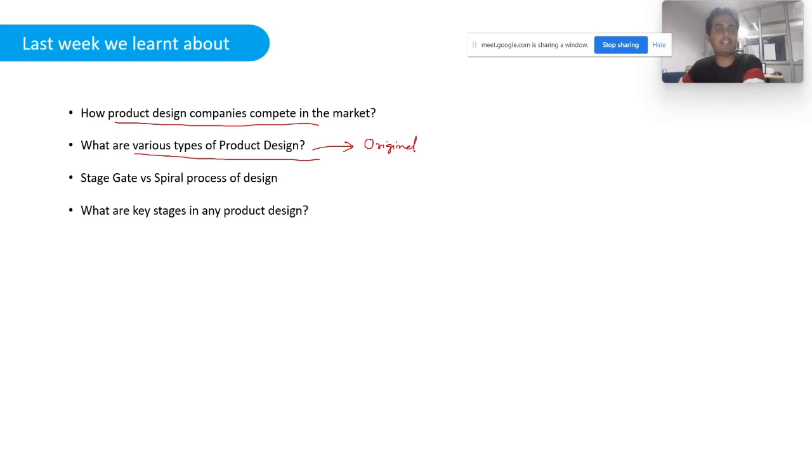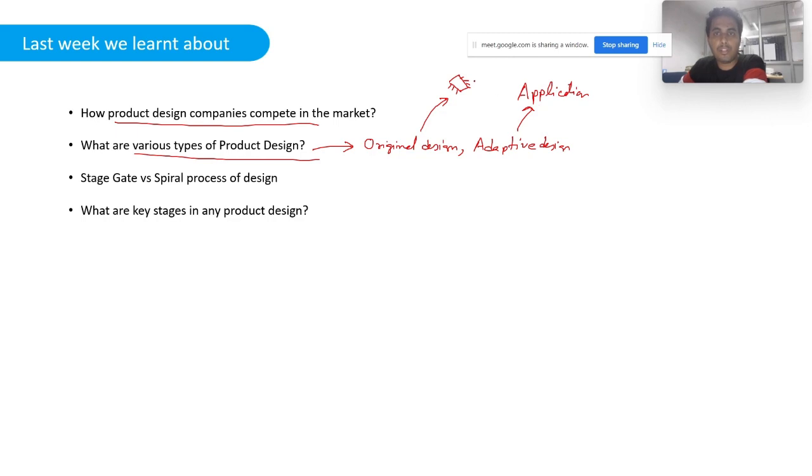In the last class, I talked about various types of product design. Mainly, there are three types of product design. One is original design, where a new technology is being developed. Then there is adaptive design, where a particular technology is used for different applications. For example, if the original design is a microchip, the adaptive design can be various application designs of the microchip.